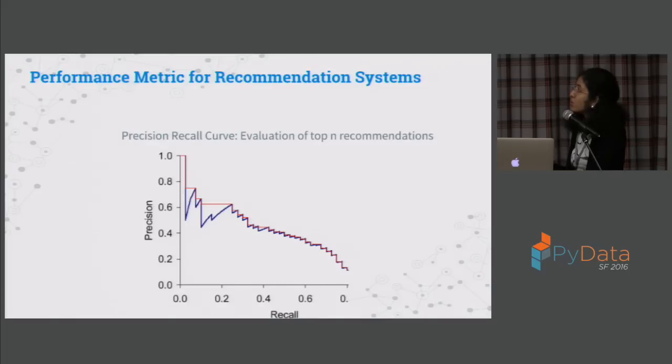So no matter what our recommendation system is, we will get either a spike where both recall and precision increase, or we fall down, wherein recall remains the same or precision drops by 1. So these patterns will be the same in this curve.